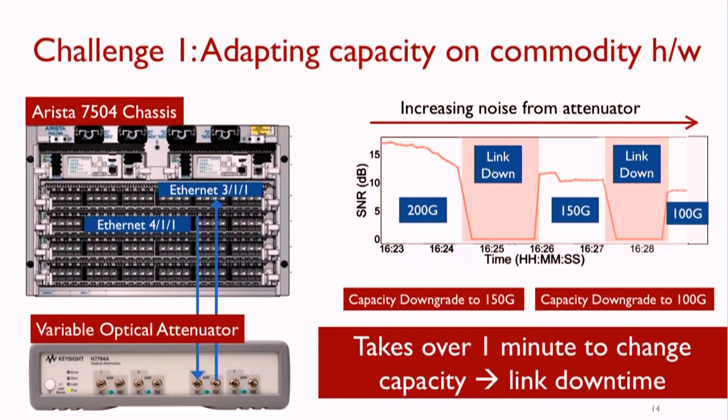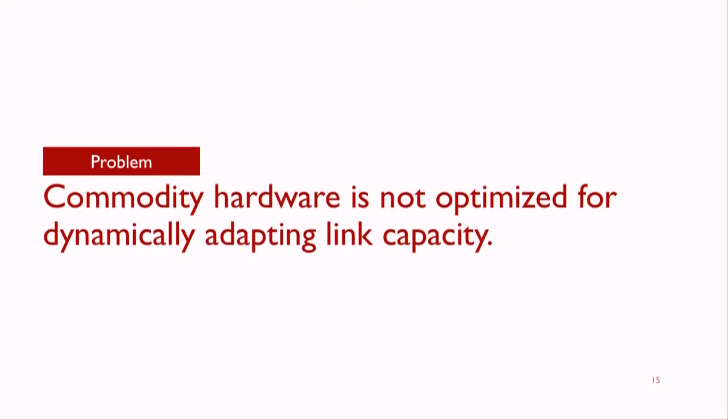If you look at those red regions I've highlighted in the graph, they show that when we start to change the capacity of ports on the switch, it takes roughly a minute for the capacity change to take effect. And this leads to the key problem that we solve in this paper, which is commodity hardware is not optimized for dynamically adapting link capacities. This is because even though this hardware has been out there so far, it's been used in a manner that it's deployed once, the modulation format is set at that time, and then we forget about it.